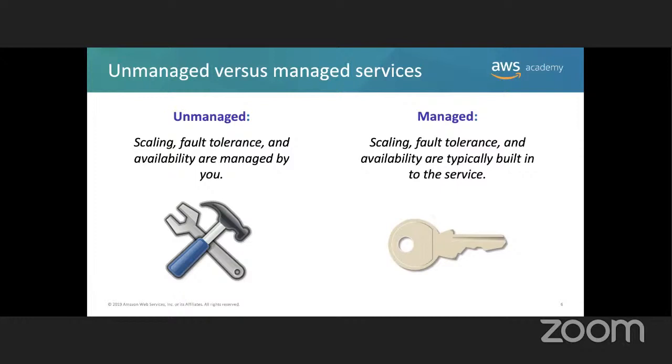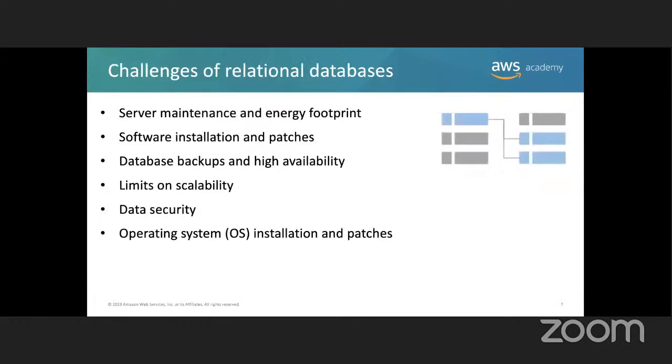Okay. Now, we're going to see the challenges of running an unmanaged standalone relational database, and then we're going to learn how Amazon RDS addresses these challenges. So what are the challenges of relational databases? Well, we have the server maintenance and energy footprint factor. You're responsible for several administrative tasks, and one of them is this one that I just mentioned.